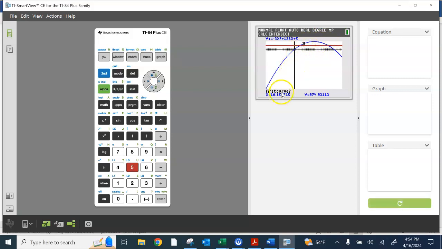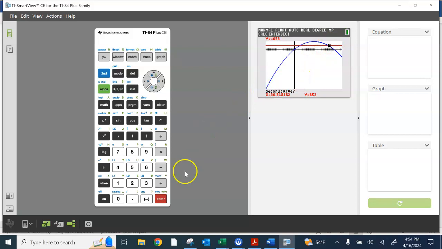So it's asking us where the first curve is. So we need to use this arrow key to get that little blinking cursor to get close to the point of intersection. So that's the first curve. Then we hit enter. And the second curve is kind of at the same place. So it's already there. So we care what that is.